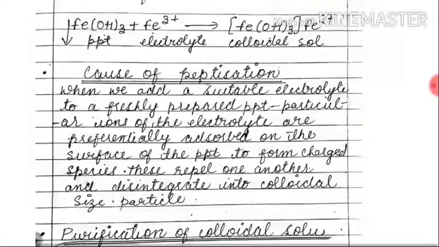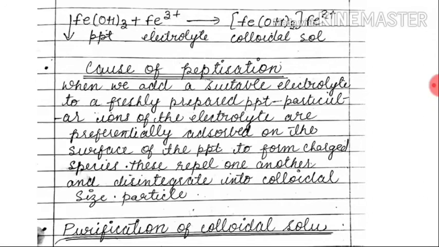Cause of peptidization, you see the language: when we add a suitable electrolyte to a freshly prepared precipitate, particular ions of the electrolyte are preferentially adsorbed on the surface of the precipitate to form charged species, and these charged species repel one another and disintegrate into colloidal size particles. Once the charge is developed on the colloidal particles, they never settle down at the bottom. They start repelling each other and a stable colloid is formed.